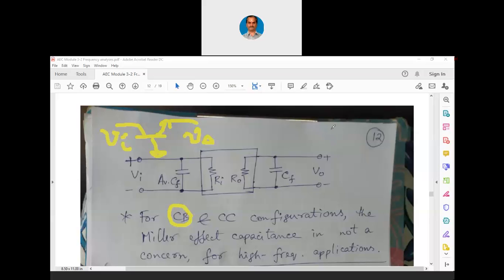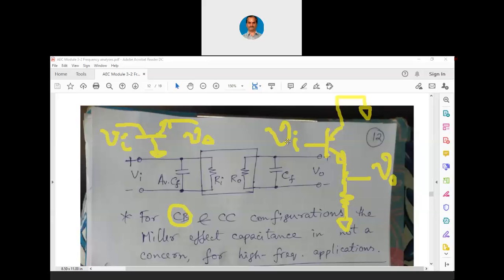Fine. What about the common collector configuration? In the common collector configuration, we have it like this, and the collector is AC ground, and at the base we have input, and at the emitter we have output. Okay, and at the emitter we will have a resistance, and here it is ground. Now why is it that even in common collector configuration the Miller effect capacitance is not a concern?